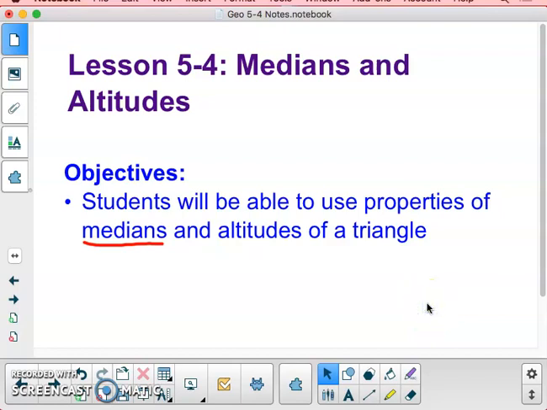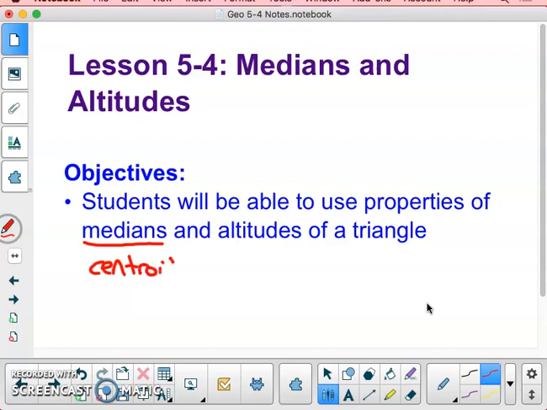Welcome to the video for 5-4A, medians and altitudes. Well, this one's just going to be about medians. We're going to talk about what happens when the medians of a triangle all intersect. They meet at a place called the centroid, and that's what this video is about, using the centroid to find some side lengths and some missing values.